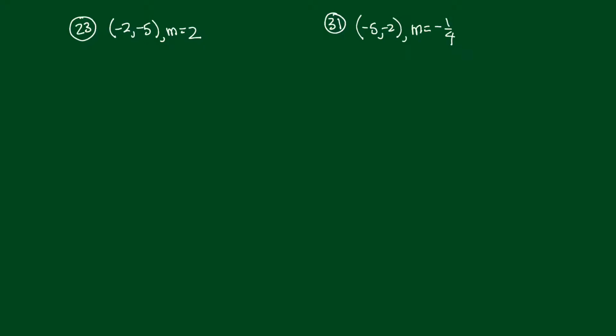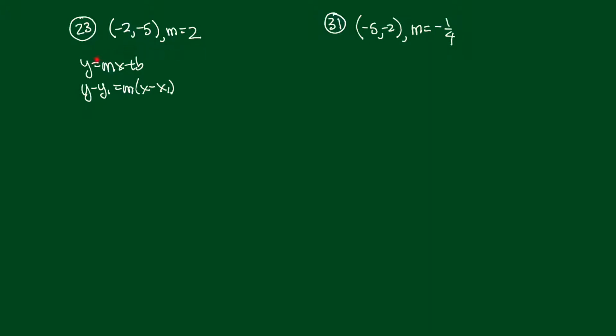Let's get the equation of the line that passes through the point (-2, -5) with slope 2. Now, we have two templates for equations of lines, right? We have y equals mx plus b, and we have y minus y1 equals m times the quantity x minus x1. Now, which one to use? Well, look at the information you're given. We're given a point and the slope.